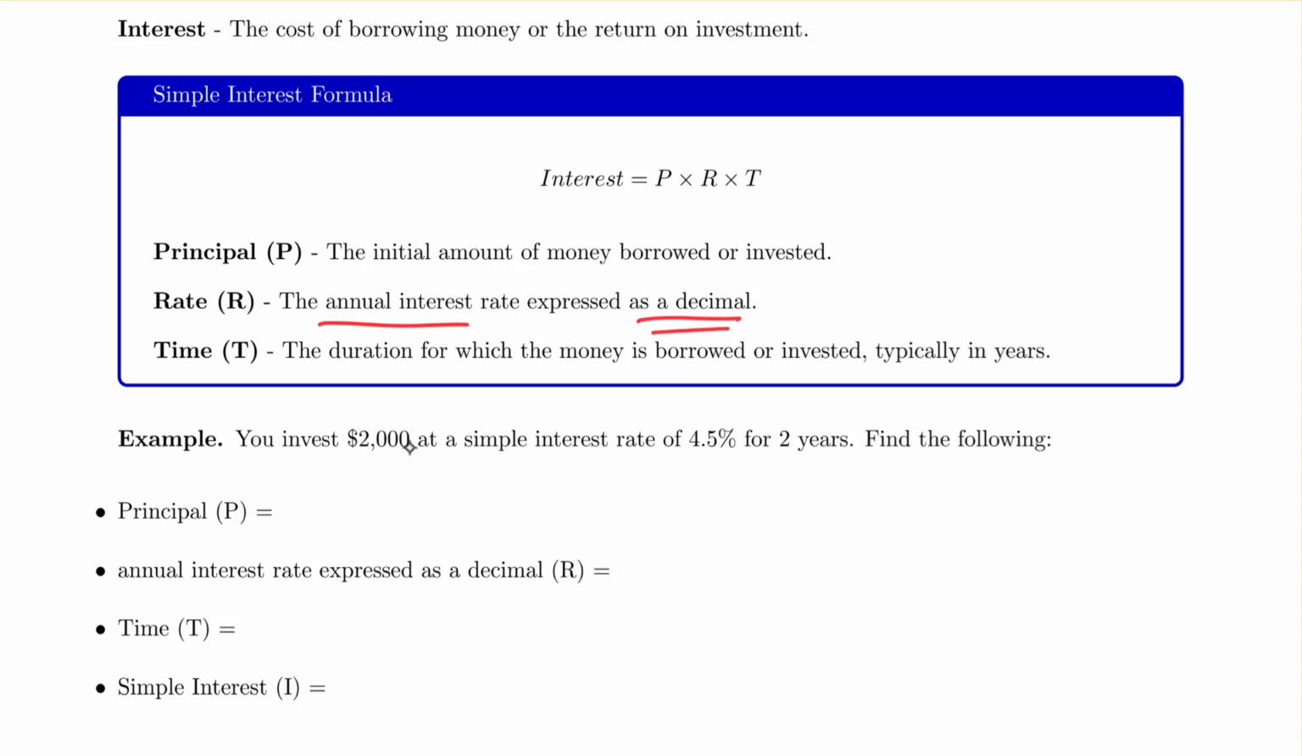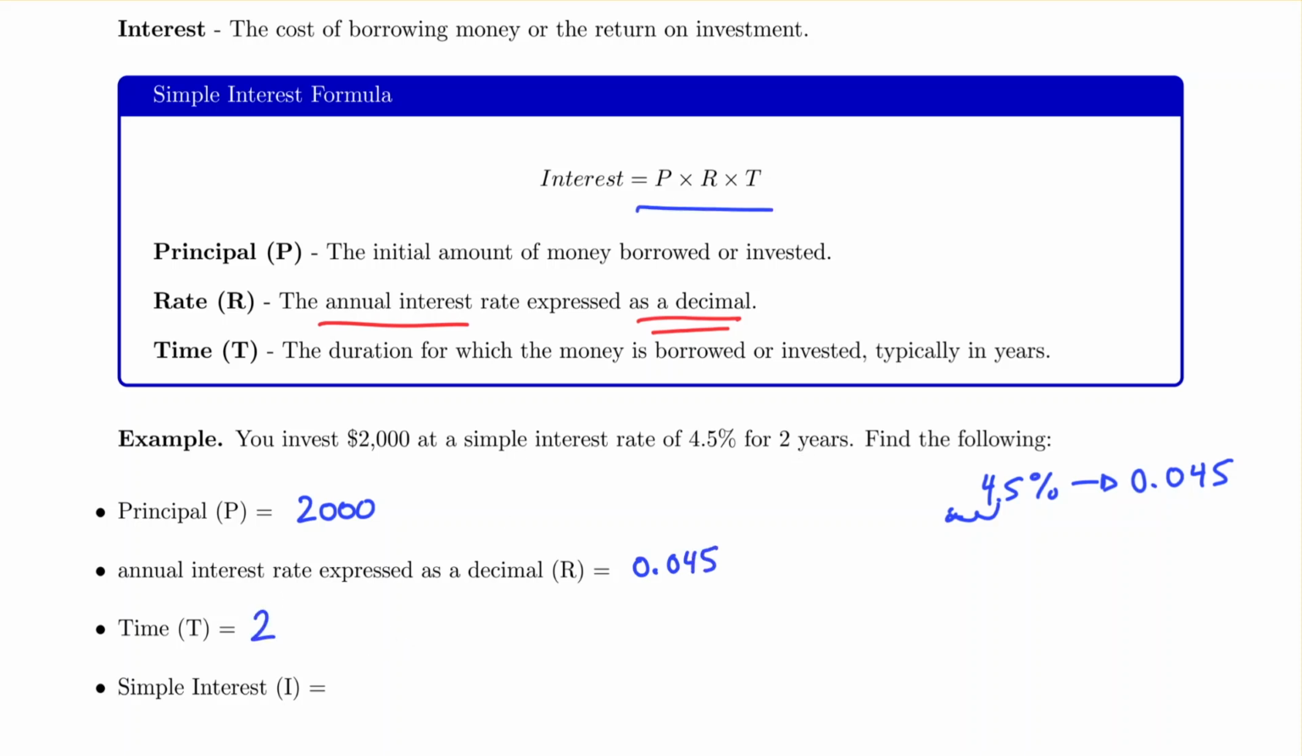So if we invest $2,000 at a simple interest rate of 4.5% for 2 years, let's find the principal, the interest rate, the time, and then we'll calculate the simple interest. So the principal is the $2,000 that we invested. The annual interest rate, well, we need to turn 4.5% to a decimal. We've done this for a few sections now. So we know we move the decimal place over twice to the left. So that's 0.045. It was 2 years' time.